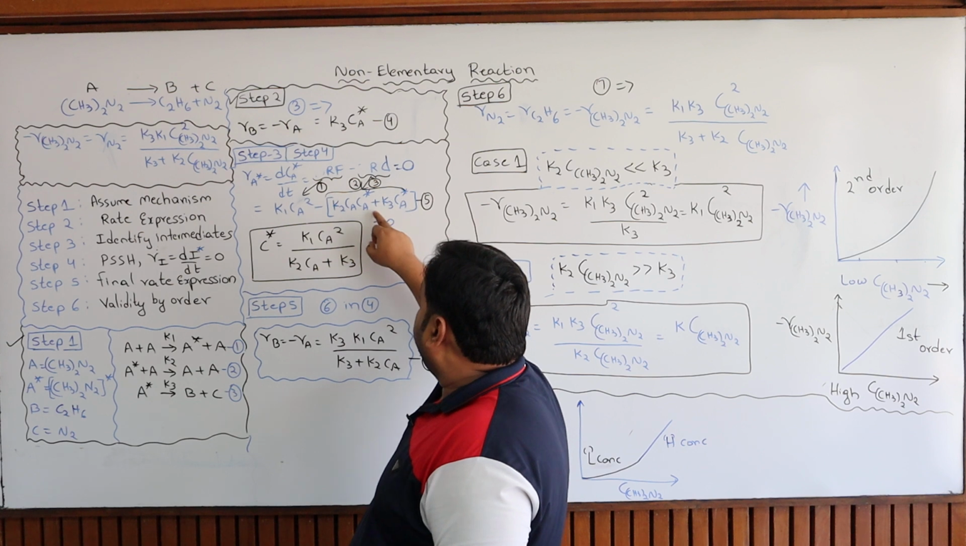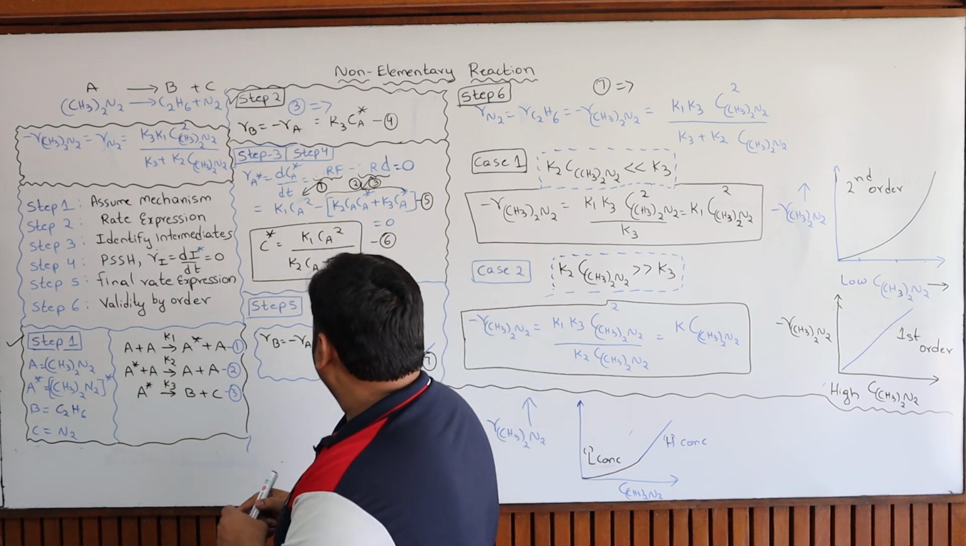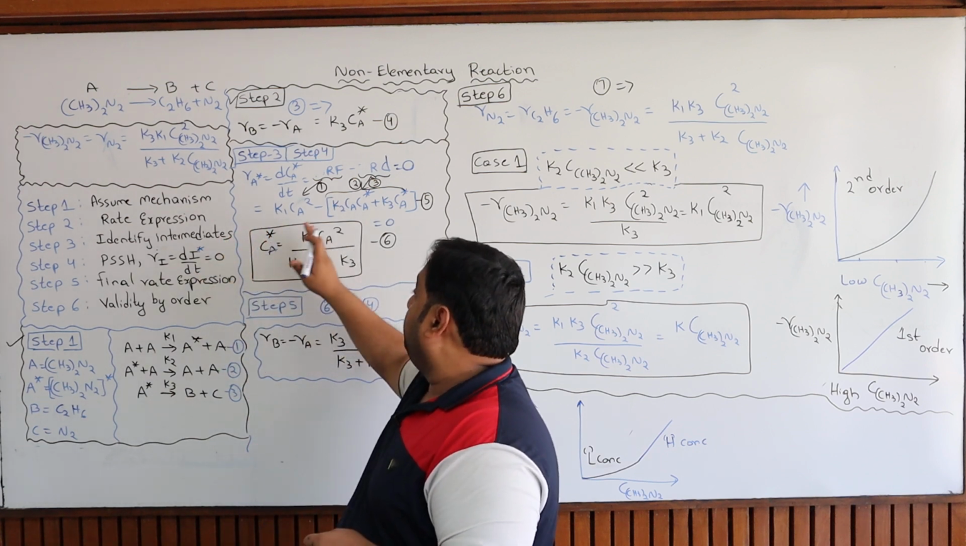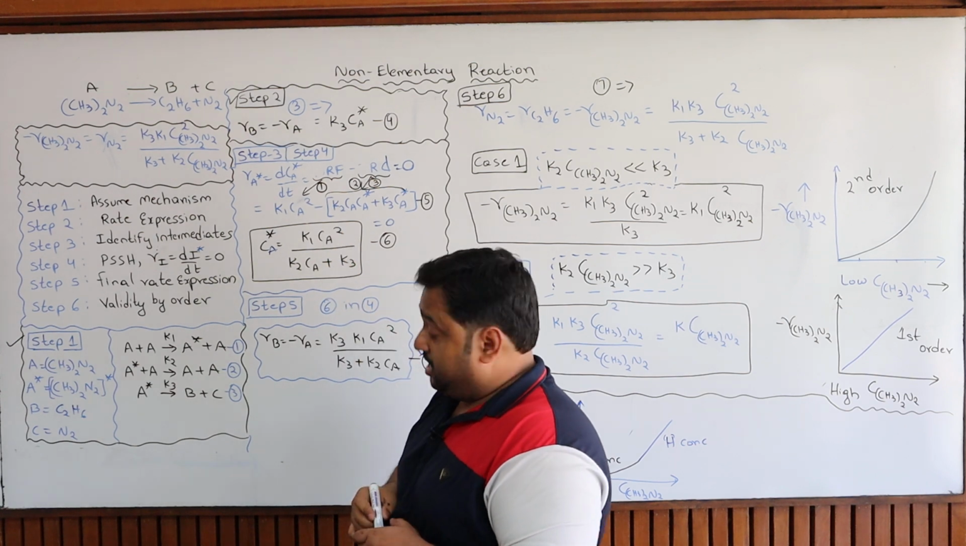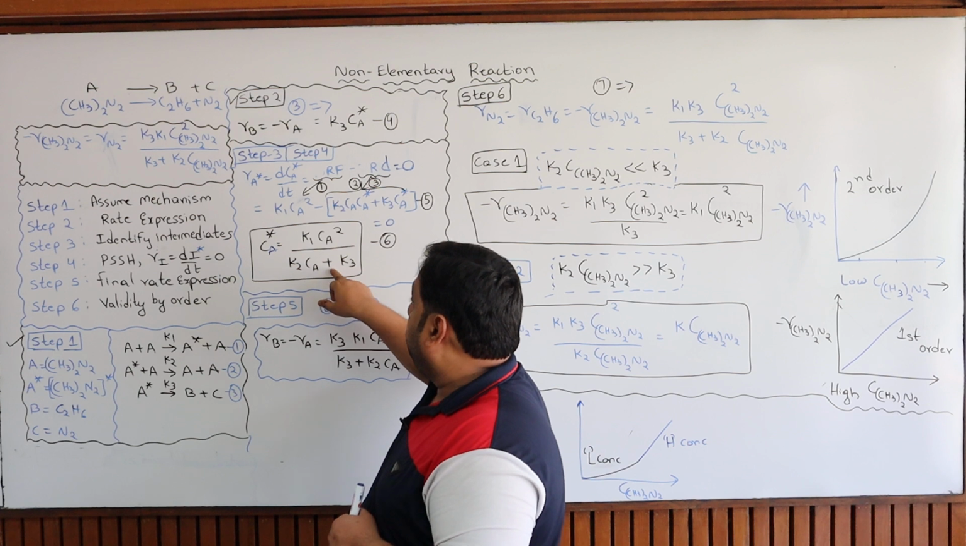That means if I make this equation equal to 0 and keep Ca star on the left hand side and every other expression on the right hand side, now Ca star is nothing but K1 into Ca square divided by K2 into Ca plus K3.